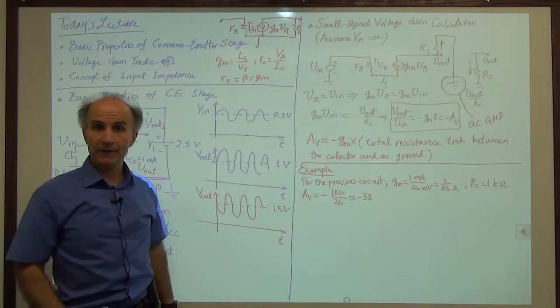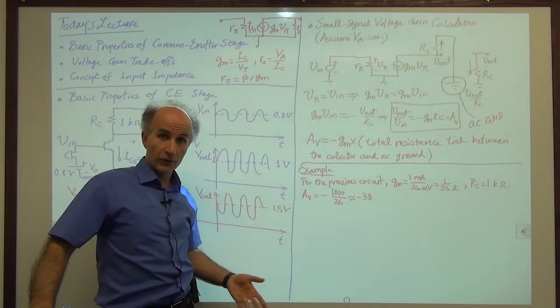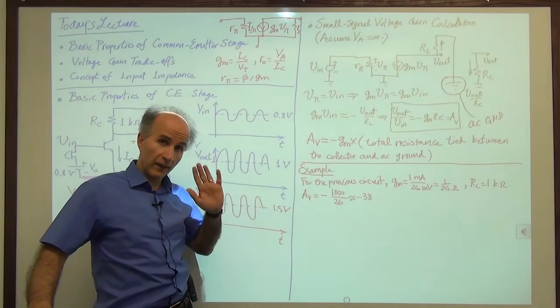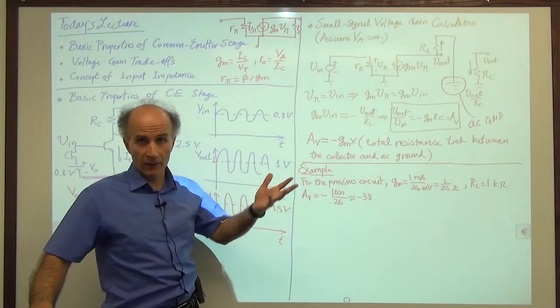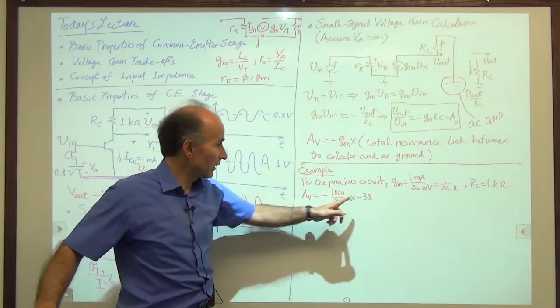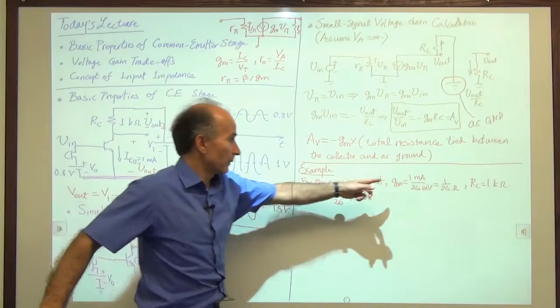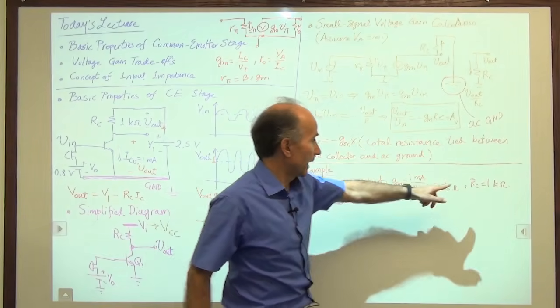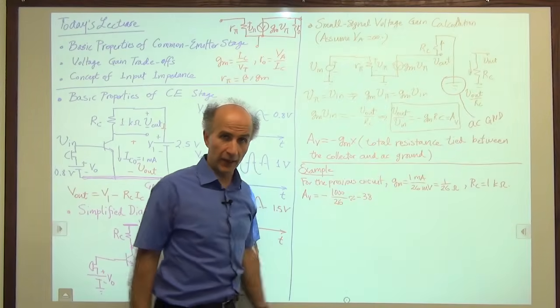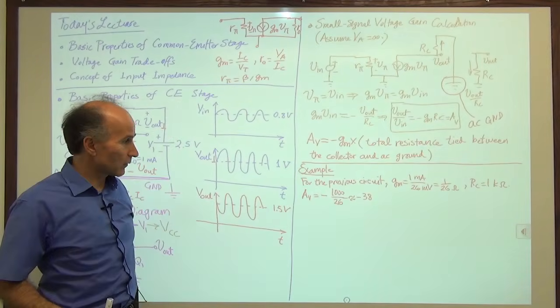So oftentimes we just say the voltage gain of this common emitter stage is 38. We don't bother with the negative sign, knowing that there is a negative sign. We just say the gain is 38. All right, so the voltage gain of the common emitter stage with a bias current of 1 milliamp and a collector resistor of 1 kilo ohm is minus 38. Okay, so far so good.